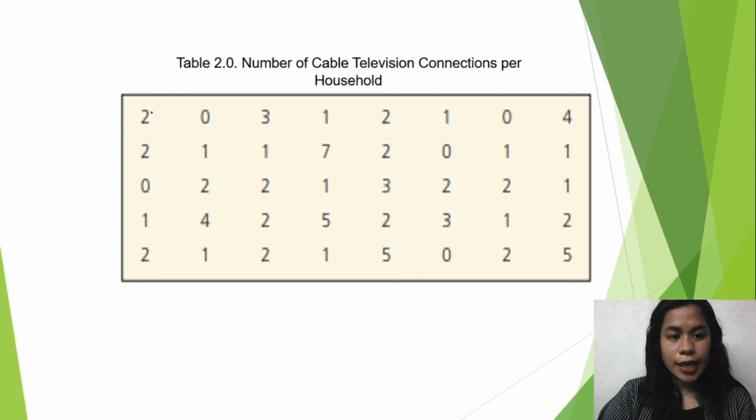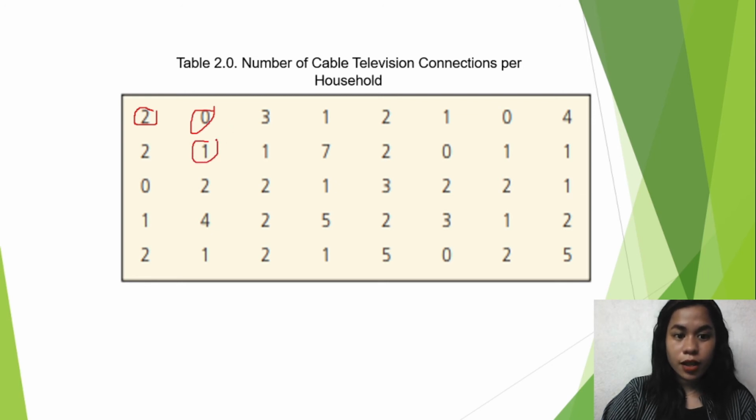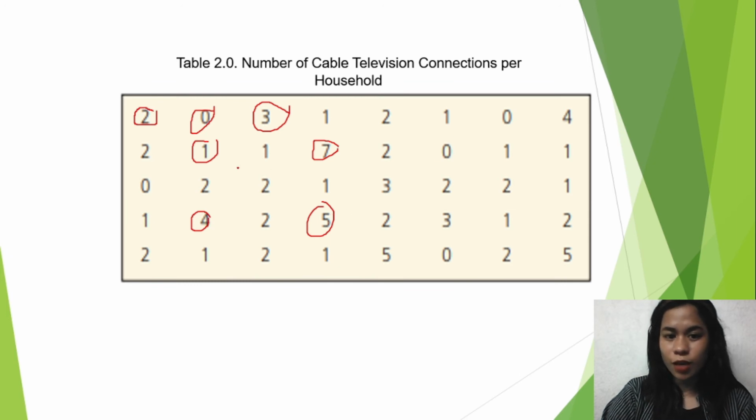So for example, how many households have 2 cable television connections? How many have none? It pertains to 0. How many have only one? How many have three? And how many have 7? We have 4, and then we have 5. And for 6, meaning to say, none. So, it pertains to the number of cable television connections per household.